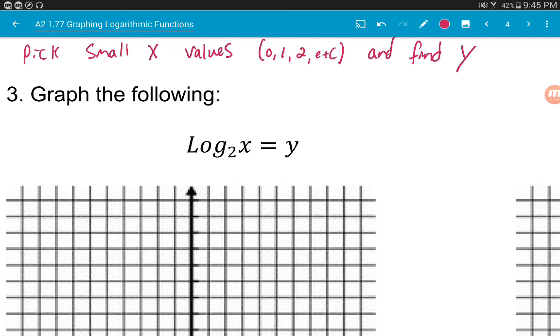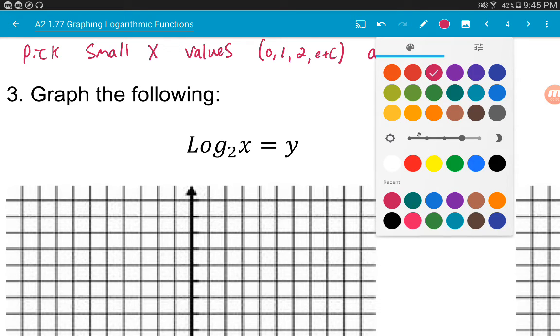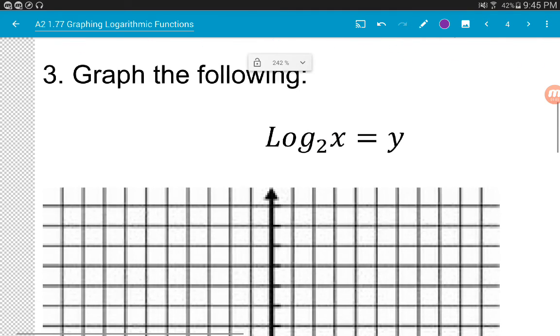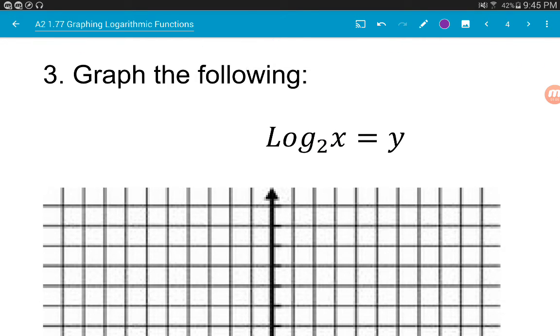We use something that I call, rather than everyone calls, the change of base formula. The change of base formula allows you to deal with logarithms that have different bases. Your calculator has two different logarithms: log, and ln. Now, log has a base of 10, and ln has a base of e, which is 2.718. That's on your calculator. But it does not have log base 2.